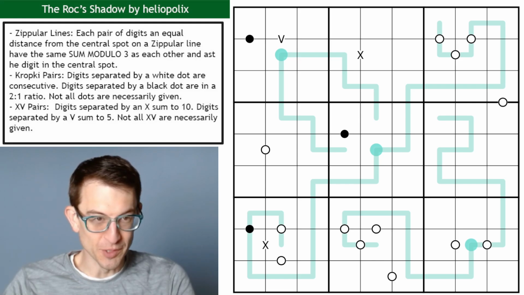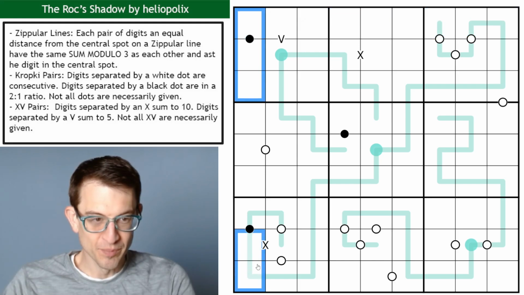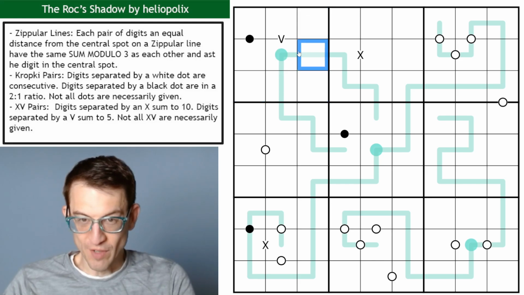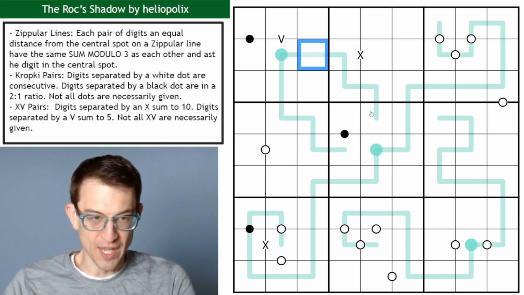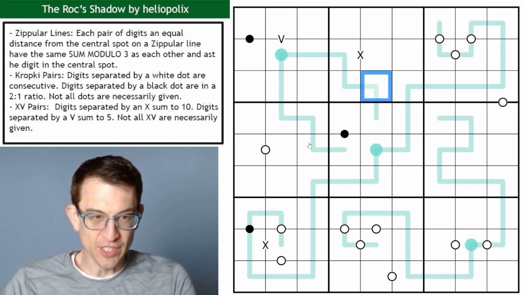So normal Sudoku rules apply. That means the digits 1 to 9 are in every row, every column, and every marked 3 by 3 box. We also have these zippular lines. So a zipper line, which is kind of what these are a play on, have every digit that are an equal distance from the center away from each other.